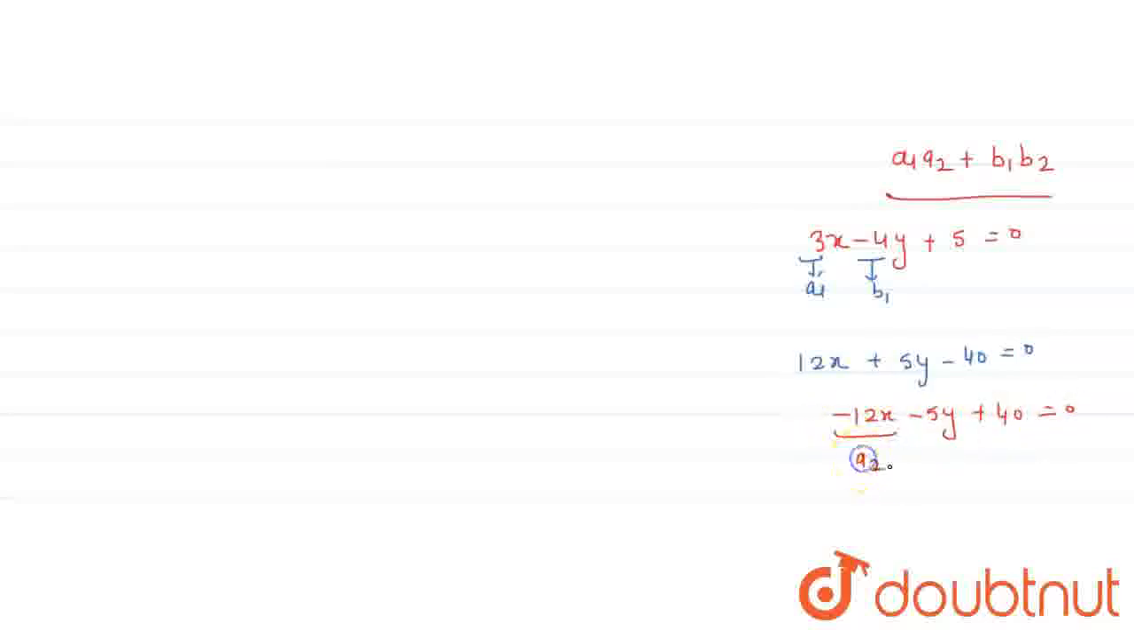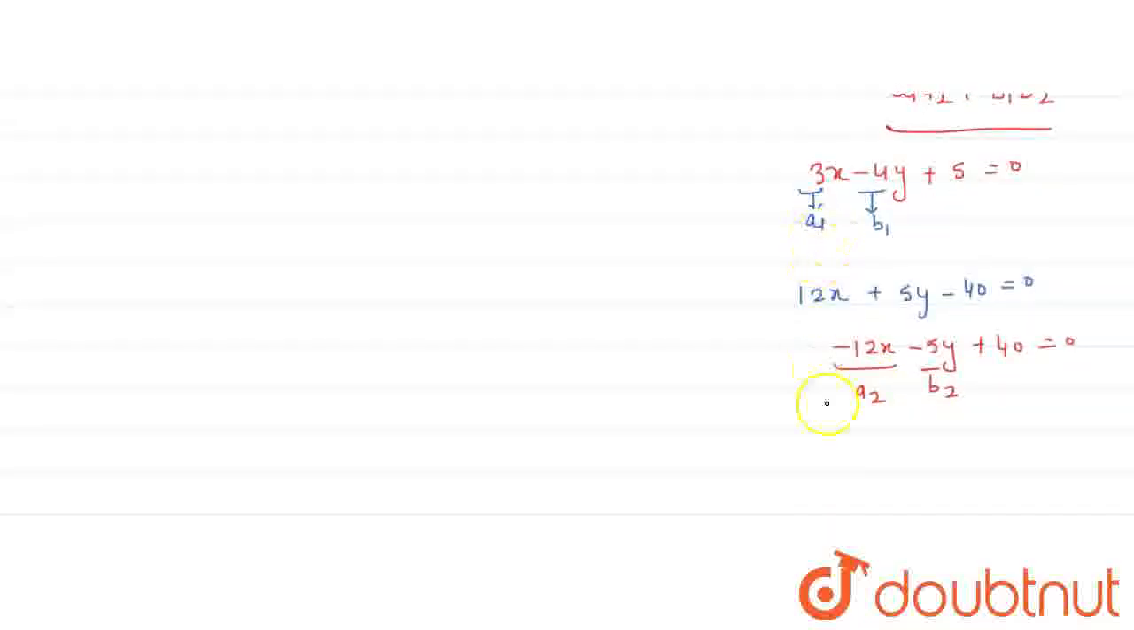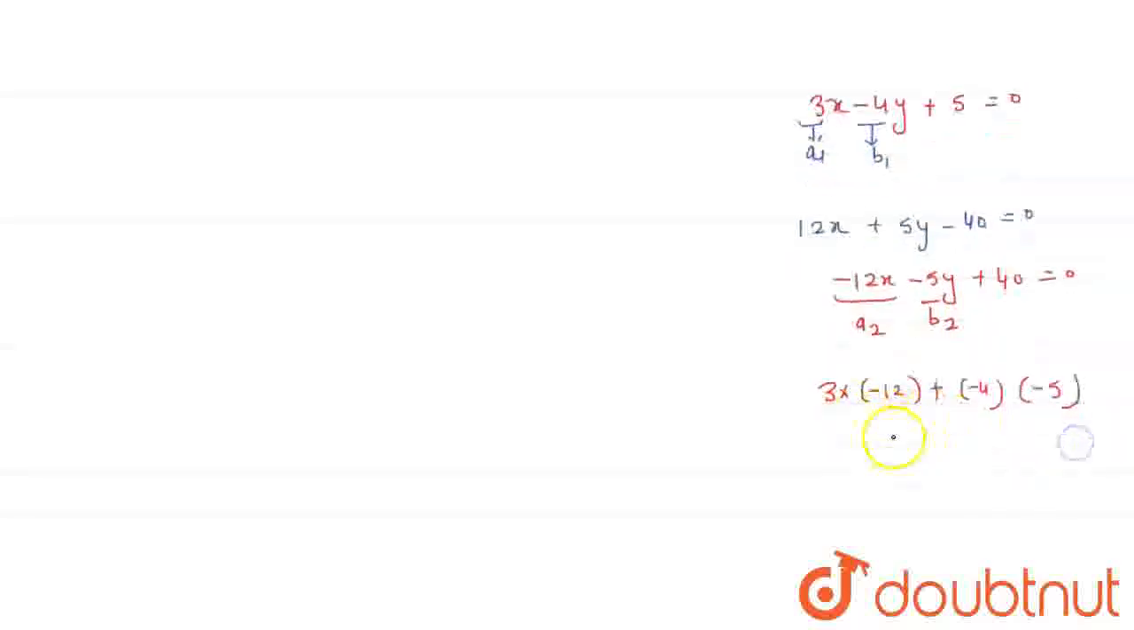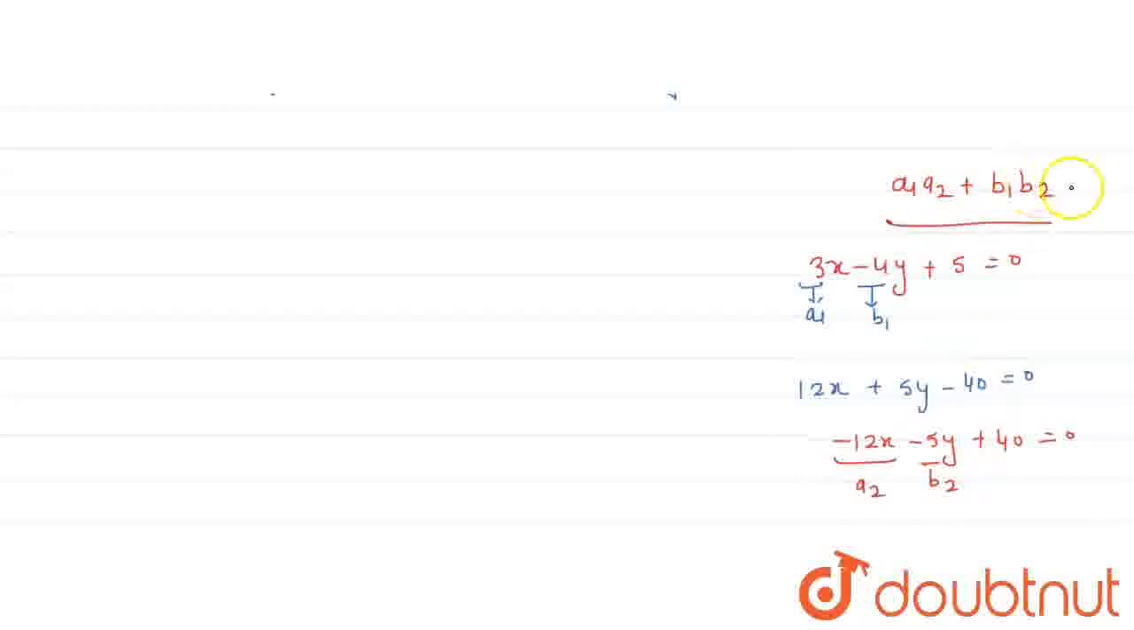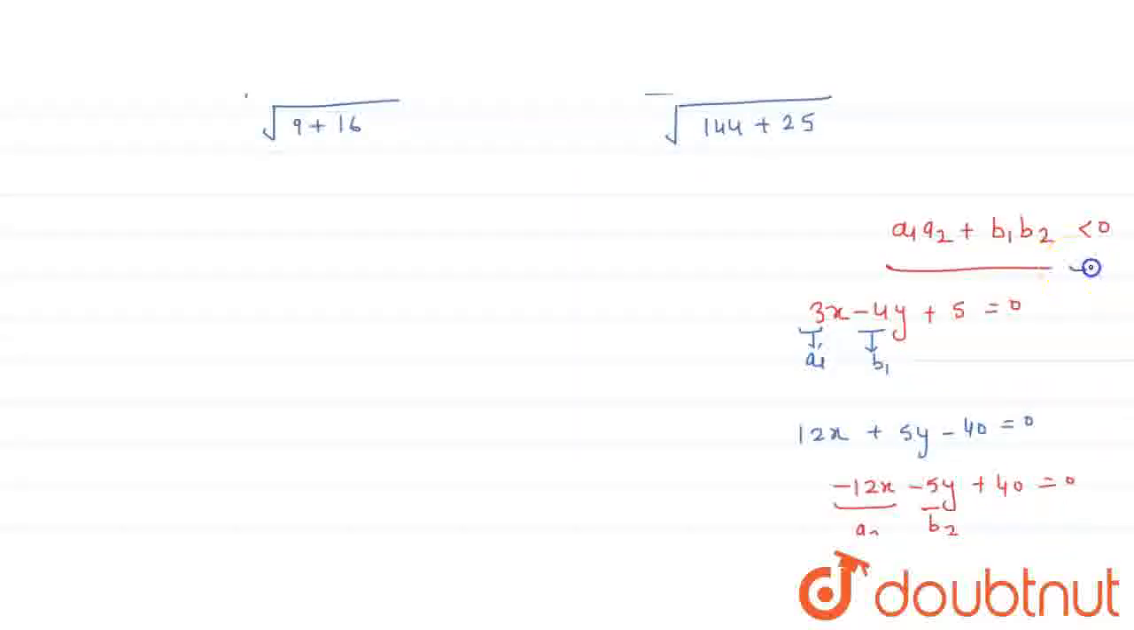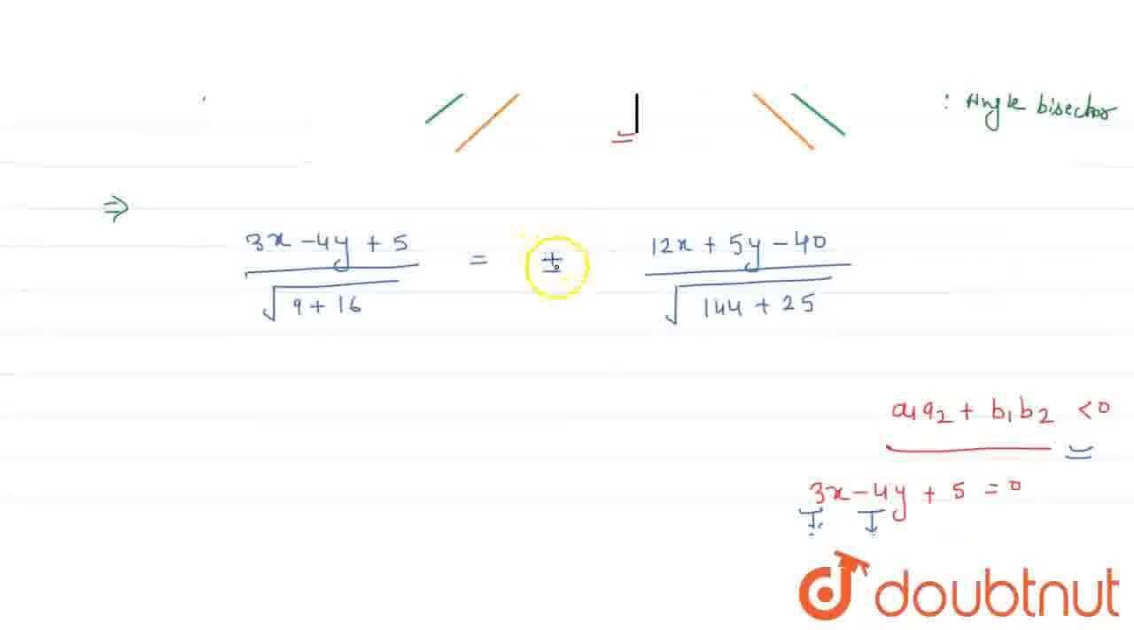Now find a2 and b2, and then a1a2 plus b1b2. So a1a2 is 3 multiplied by minus 12, plus b1b2 is minus 4 multiplied by minus 5. So minus 36 plus 20 is equal to minus 16, which is less than 0. So the value of this expression is less than 0. So we can say this is the acute angle bisector, and if this is the acute angle bisector, we will pick the positive sign.